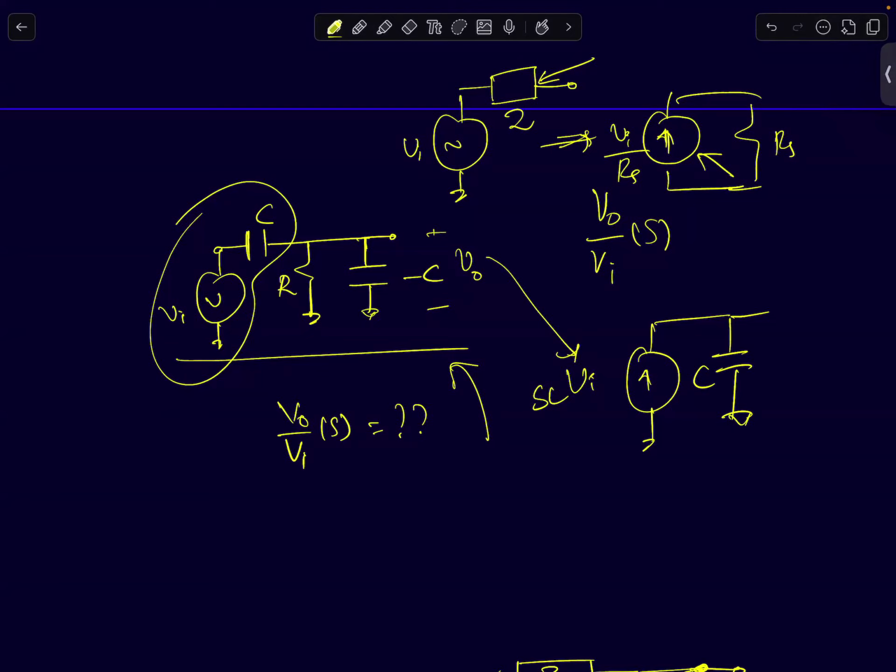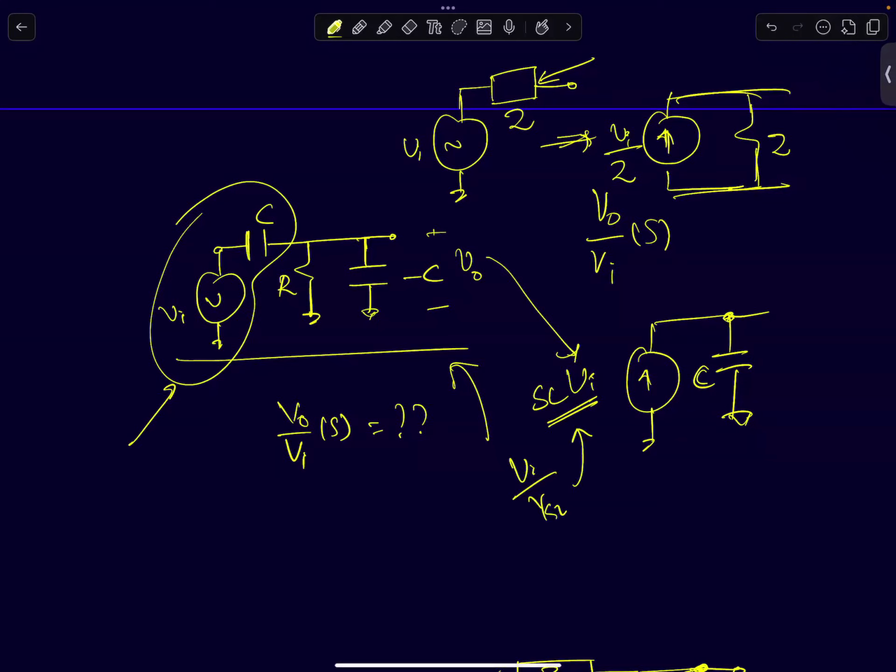Okay, so if I have Vi and Z, then I can convert it to a current source of value Vi by Z as a current source and a parallel impedance of value Z. So now I'm converting this voltage source and capacitor in series to a current source of value Vi times SC. So it is Vi by 1 by SC. So you get Vi times SC and a capacitor in parallel.